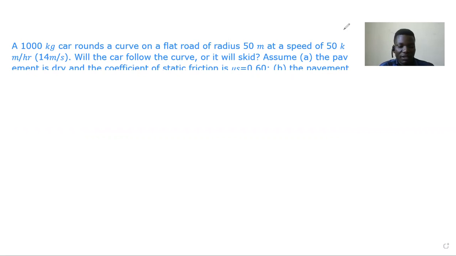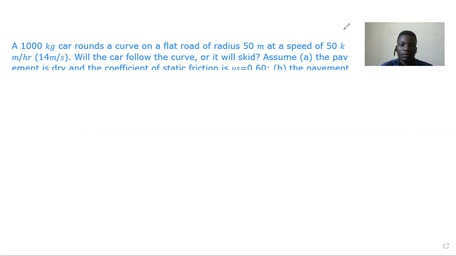Assume A, the pavement is dry and the coefficient of static friction is 0.6, and B, we assume that the pavement is wet and the coefficient of static friction is 0.25.